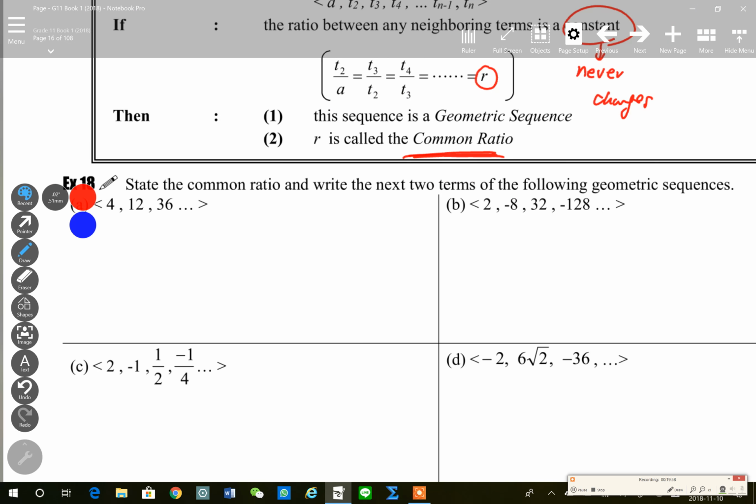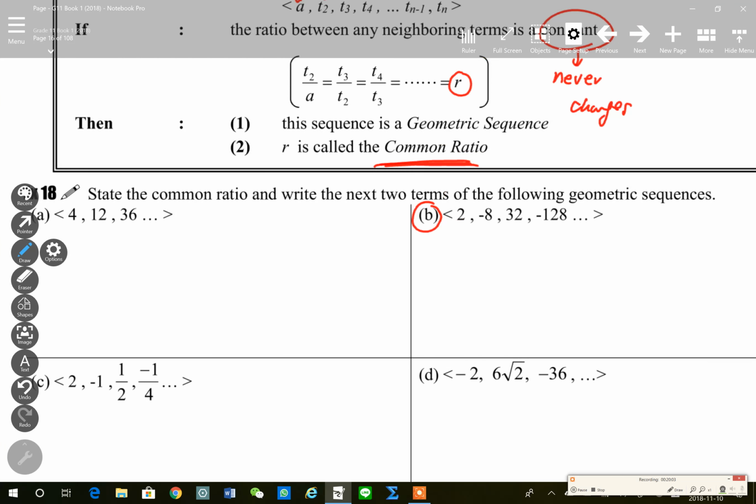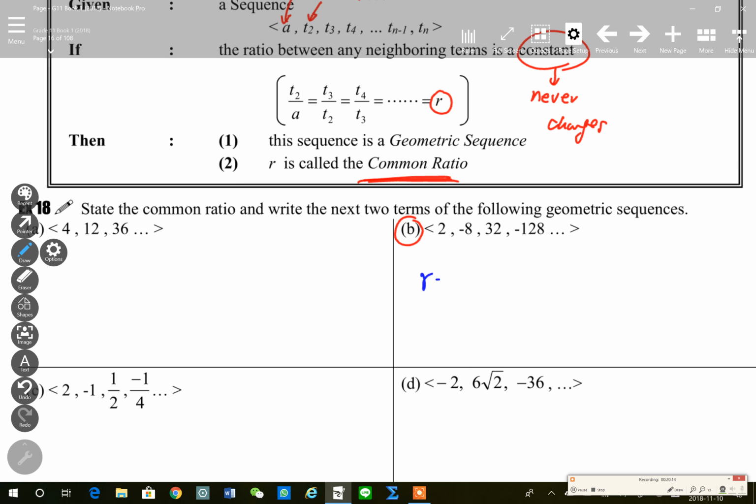So over here, we'll try a couple of questions. Let's do question B. What is the common ratio over here? How did you get that? Yeah, so you can take the second one, divide by the first one, or you can do the third one, divide by the second one. Doesn't matter. You just take the two of them, but don't divide the other way. It has to be the next one divided by the previous. So the ratio is -4.